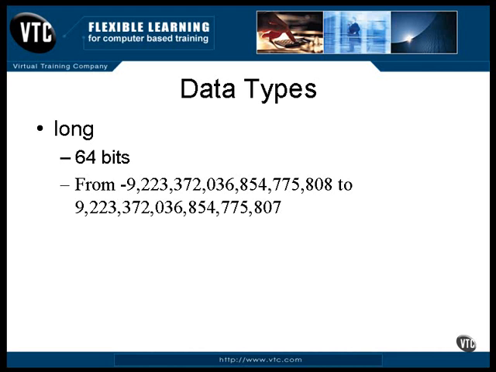9,223,372,036,854,775,807. To give you an idea of how big this is, the internal Java time is kept as a count of the number of milliseconds from midnight, January 1st, 1970. And this number is large enough to number every millisecond for 250,000 years in either direction.